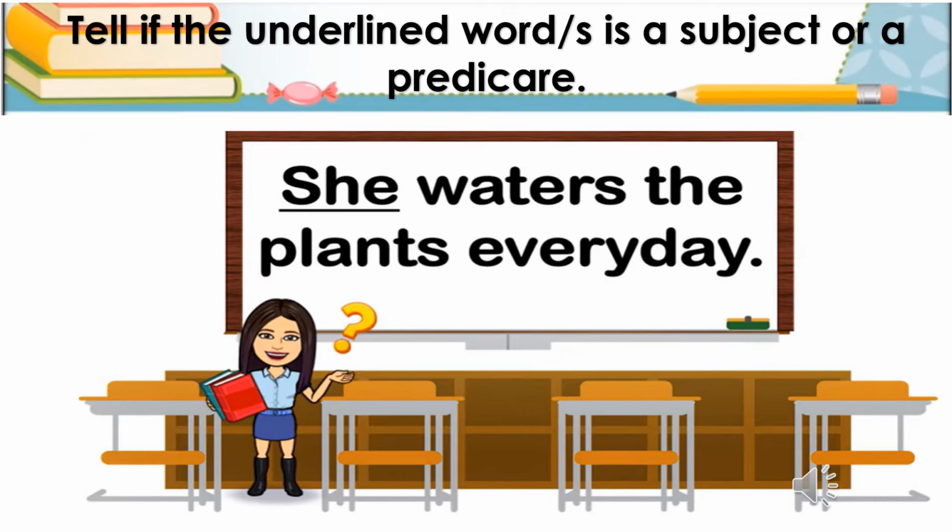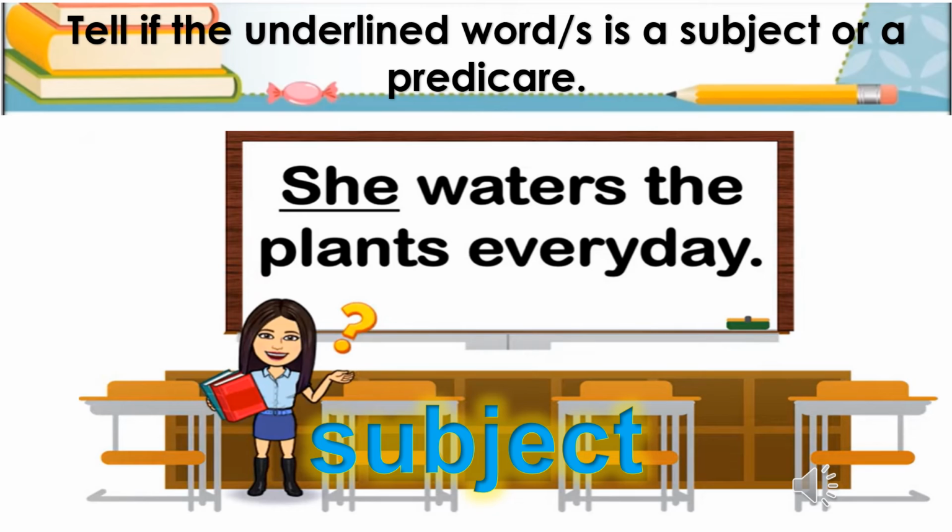B. Waters the plant yesterday every day. C. Waters the plants every day. Dinidiligan daw niya ang halaman niya araw-araw. So what do you think is the word she? Is it a subject or a predicate? If your answer is subject, you are correct. She is the subject. Subject, siya ay nagdidilig ng halaman araw.